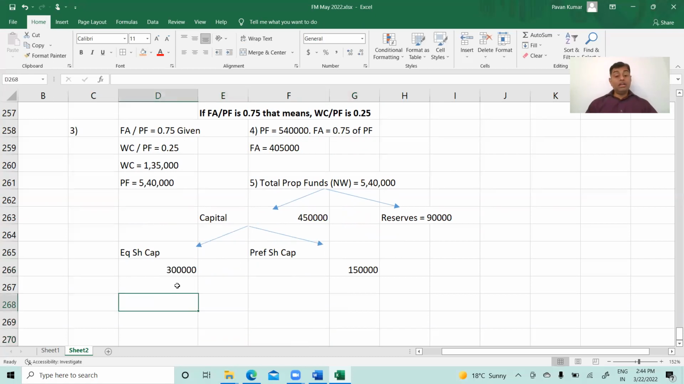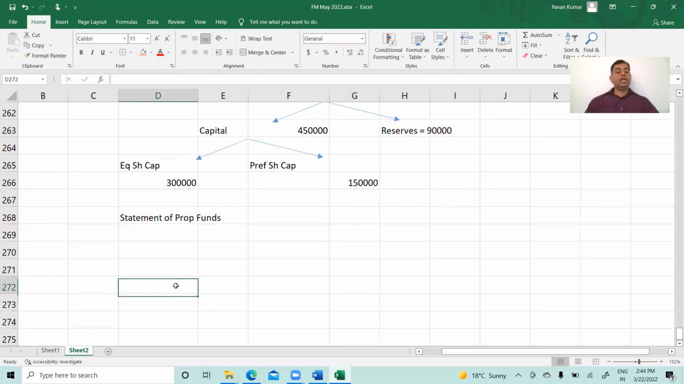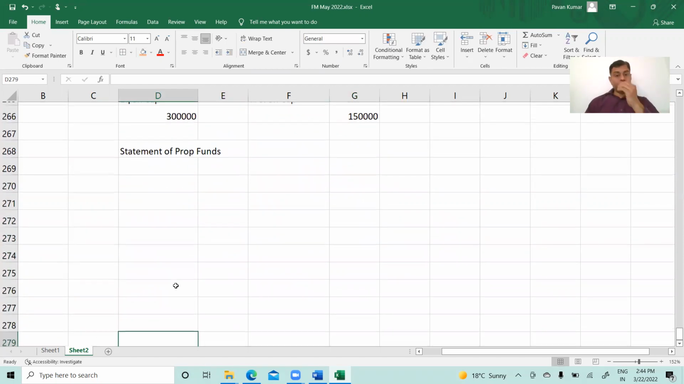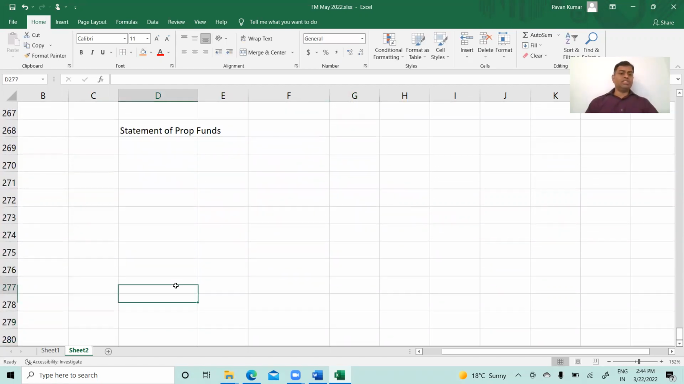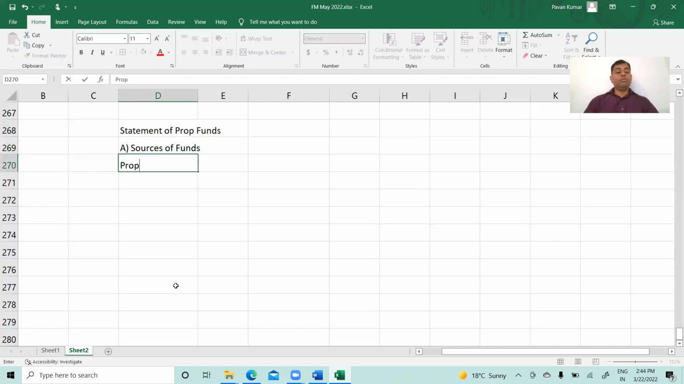Now we need to prepare, they did not ask you the balance sheet, a statement of proprietor funds. Oh my God, that means like a fund flow statement. Cash flow, funds flow will be there now, of course, that is not there in the syllabus. You need to prepare A, sources of funds. In that, proprietor funds: equity share capital, preference share capital, reserves, total sources.